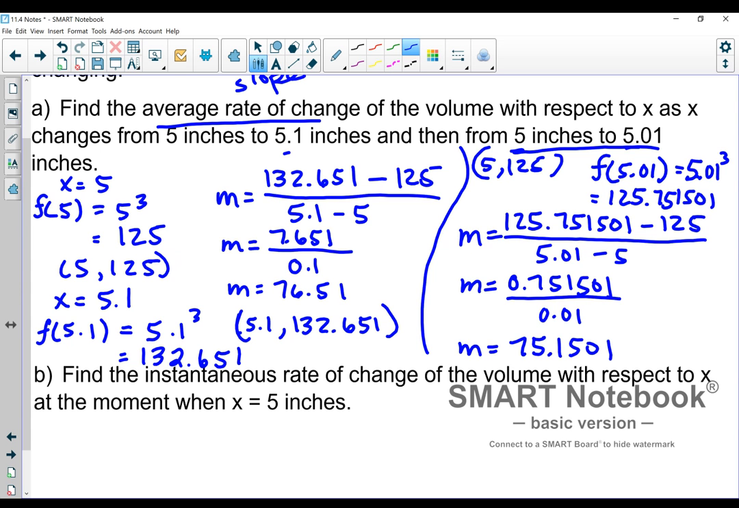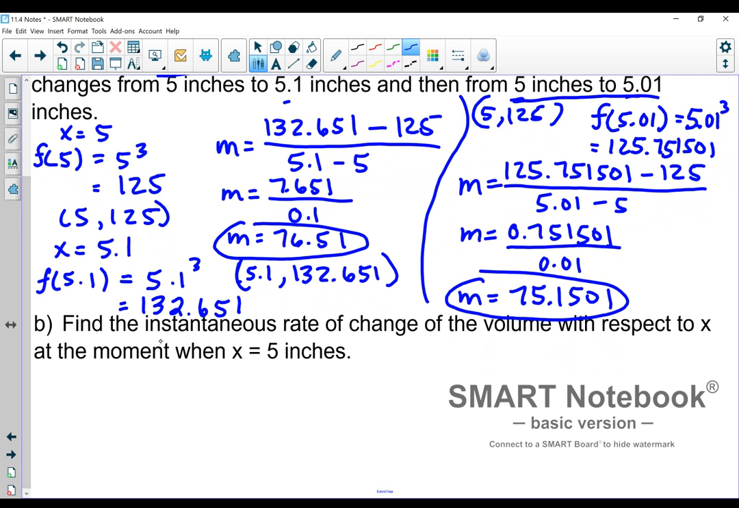So my first slope was 76.51. And the 2 points, 5 and 5.1, those two x values were awfully close. Now my two x values are even closer. So let's see what happens now when we do instantaneous rate of change. So this would be just at x equals 5. I don't have to have those two ordered pairs anymore. I'm doing that limit.